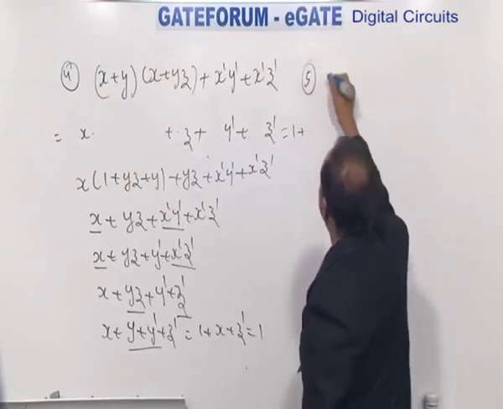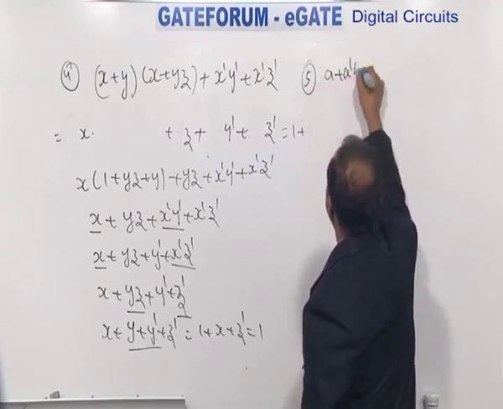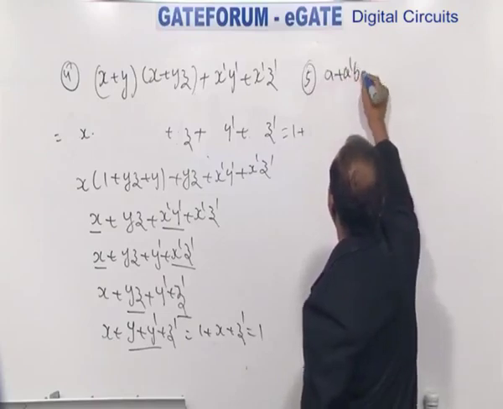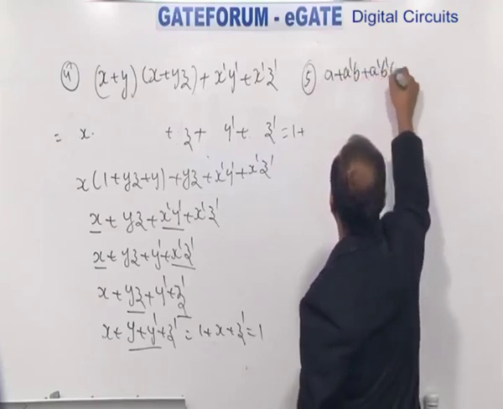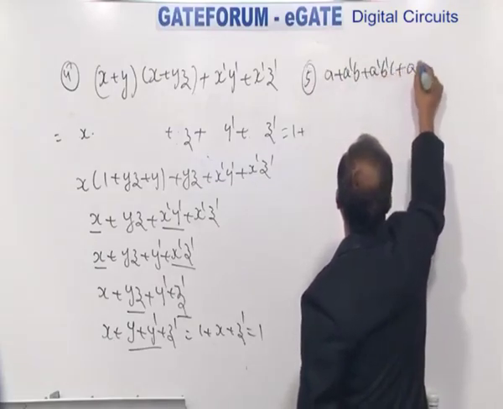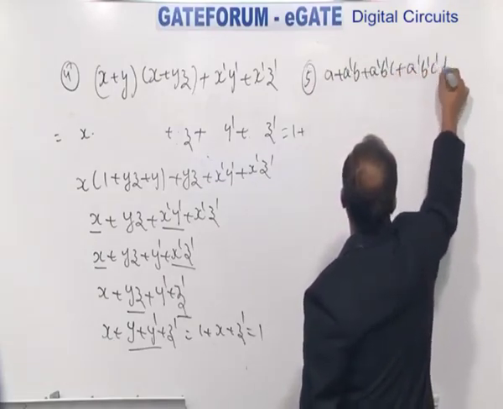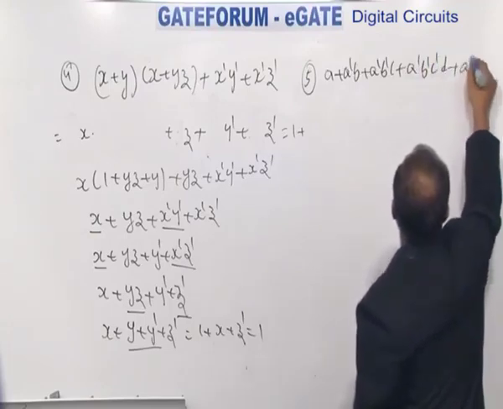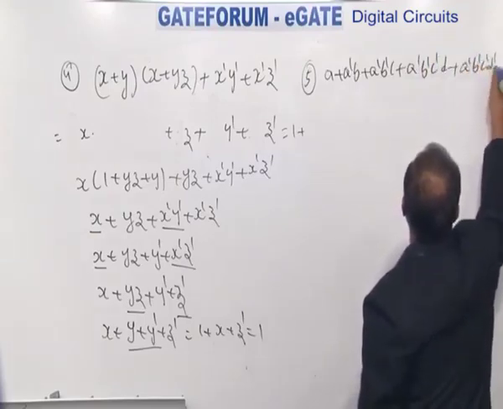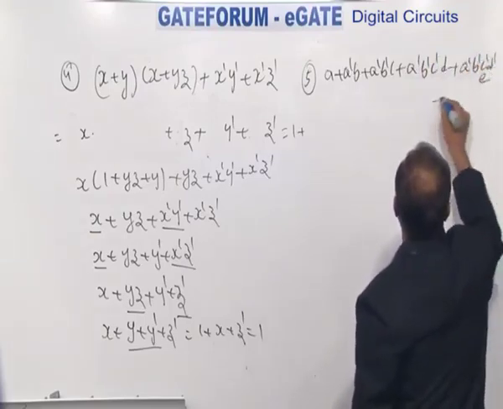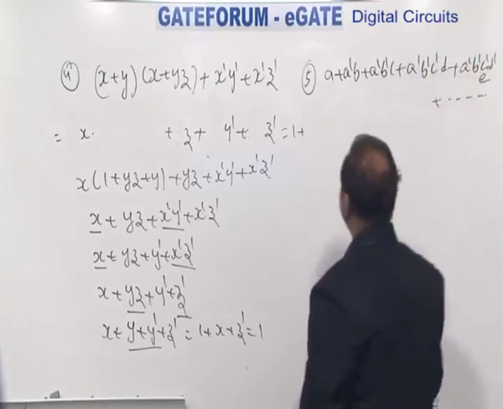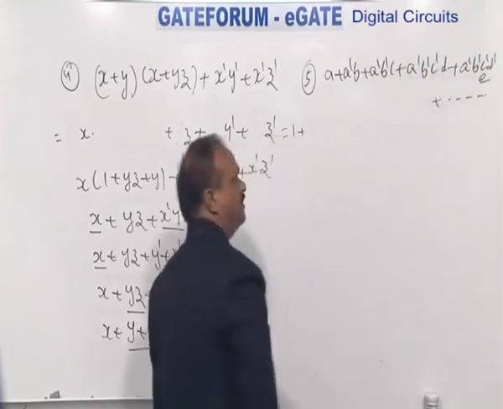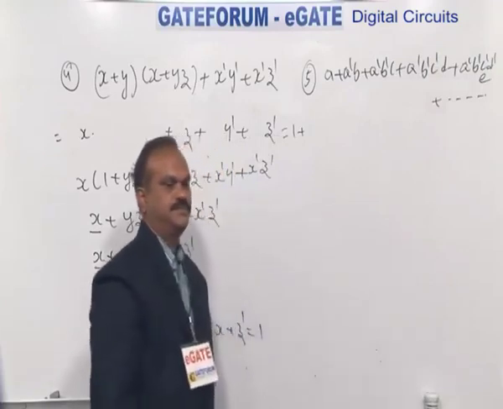The next problem, fifth problem: a plus a bar b plus a bar b bar c plus a bar b bar c bar d plus a bar b bar c bar d bar e, and so on. Continuously, it continues. We have to simplify this.